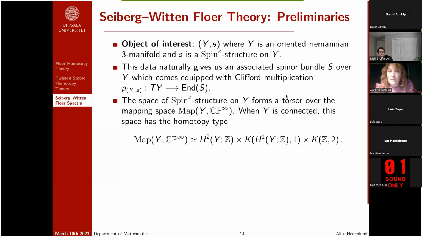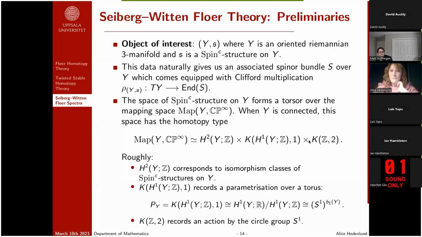And it turns out that if you have a three-manifold, there always exists at least one spin-C structure on it. It turns out that the space of spin-C structures on Y forms a torsor over the mapping space, the space of maps from Y into CP infinity. And in particular, when Y is connected, the space has the following homotopy type.